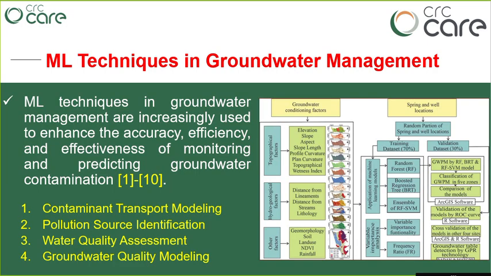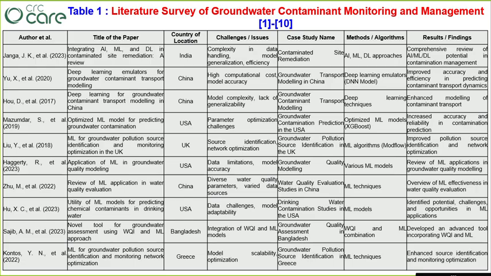So we have collected a literature survey of 10 papers closely related to groundwater contaminant monitoring and management. We have segregated columns like author details, title of the paper, country of location, challenges and issues, case study, methods and algorithms, and results or findings. So we are finding common drawbacks of all the 10 papers and what challenges we are avoiding in the proposed system by using various AI, machine and deep learning techniques.